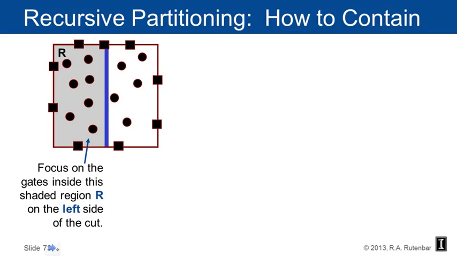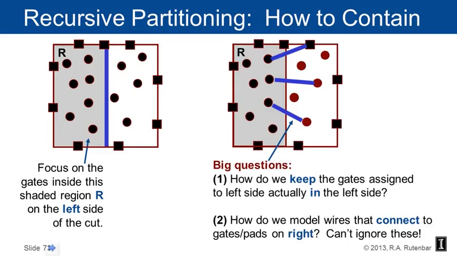And I've really got two things that I've got to worry about. The first is, how do I keep the gates on the left-hand side on the left-hand side? How do I keep them in the gray box? And the second part is, how do I model the wires that connect from those gates on the left-hand side to the gates and pads on the right-hand side? Because I cannot ignore those things.